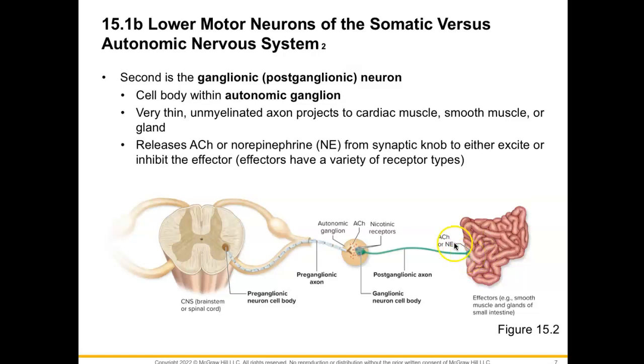And it can release either acetylcholine or norepinephrine from its synaptic knob, and this can either lead to excitation or inhibition of the effector. The effector here is going to have a variety of receptor types, so depending on what receptor is there and what neurotransmitter is binding to it, we will have either excitation or inhibition.